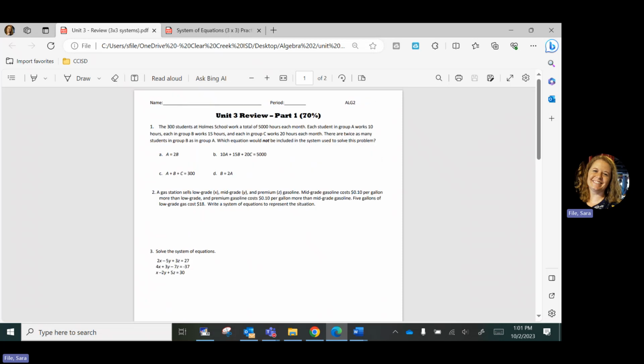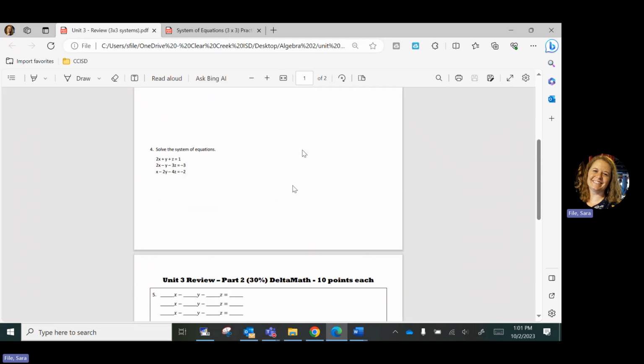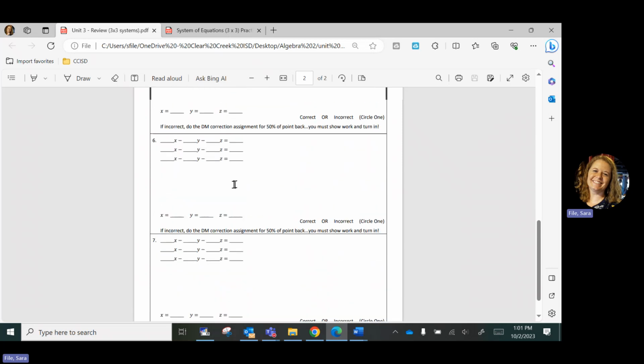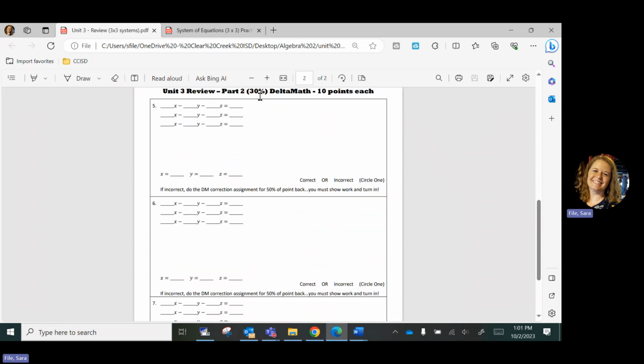That's why this is only worth 70% of the grade. So you can get a passing grade by just doing that, yes. But if you flip over to the back, you can see there's an additional 3 questions. And it says this is going to be 30% of the grade, and this is from Delta Math. So there's 3 questions on Delta Math assigned to you, and they are 10 points apiece, making up 30% of your grade.